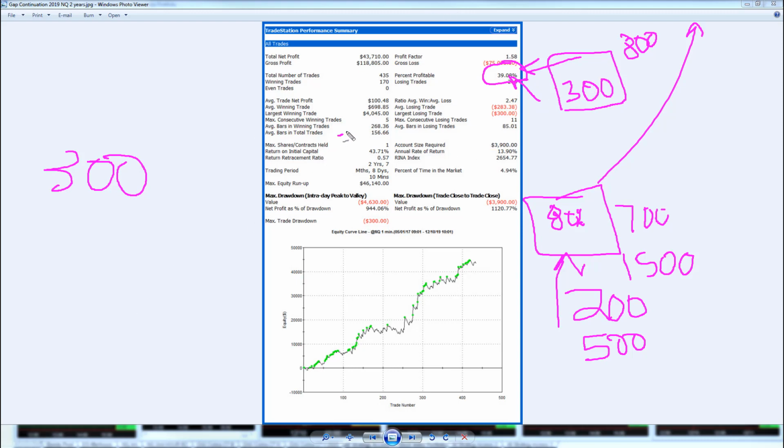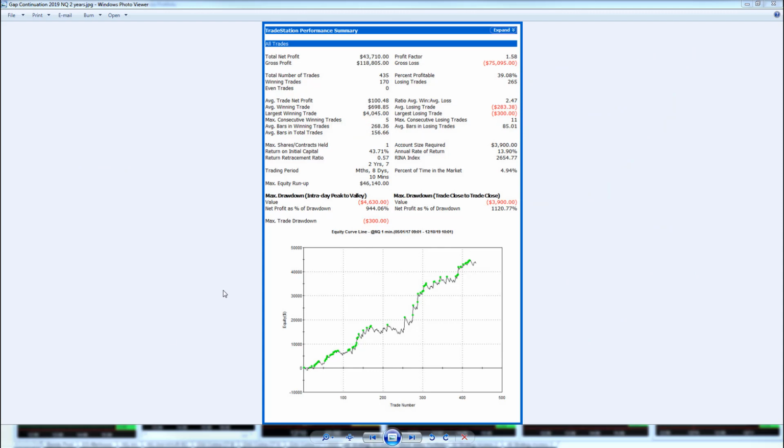So you see the largest winning trade here, 40.45, largest losing trade, 300. And if these drawdowns concern you, then you can always back off and trade the micros now, because the micros are a 1/10 the size of the regular market. So you'd have a $30 stop loss per contract on the micro. So that is gap continuation 2019 NQ.